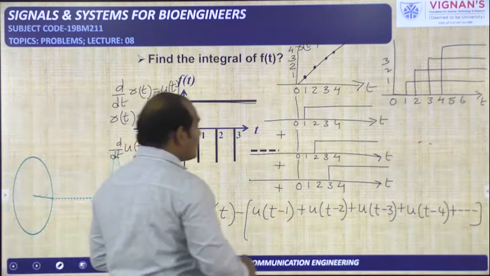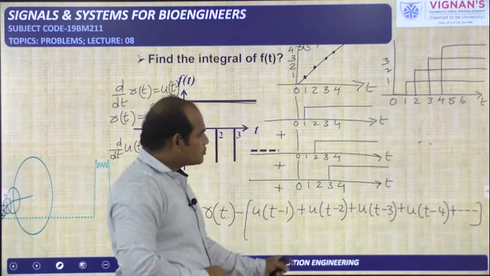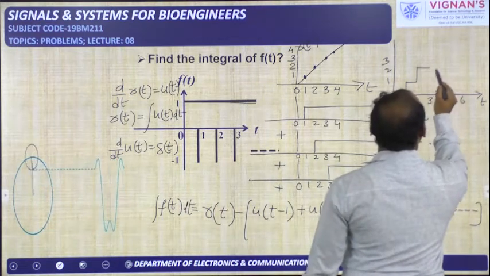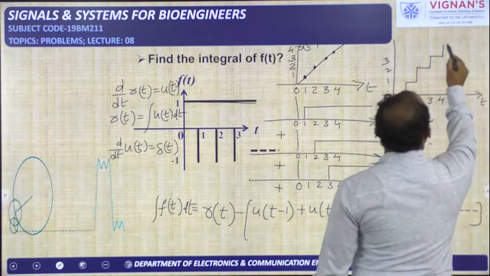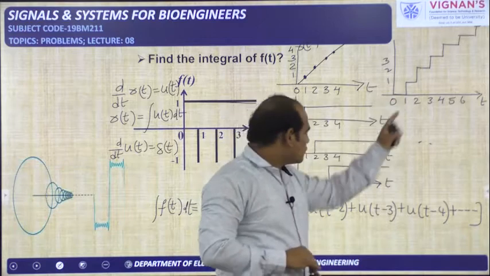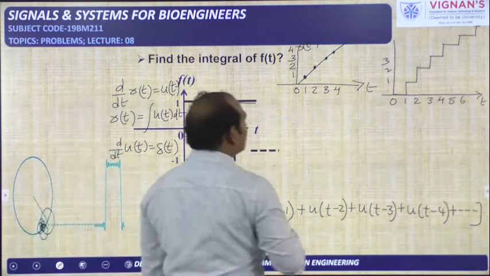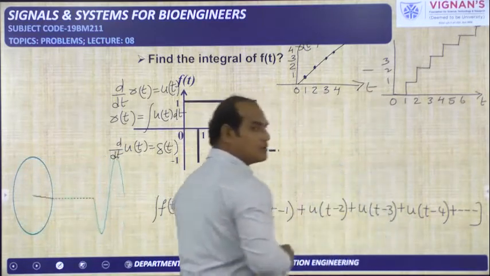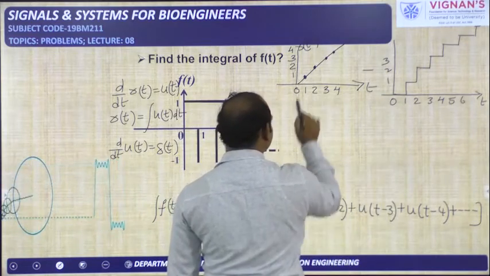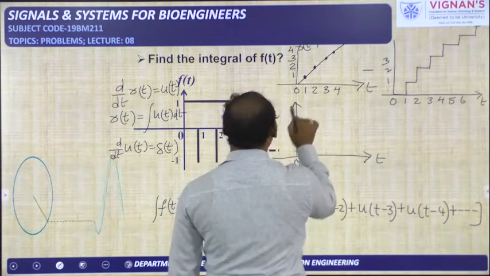Resultant signal means this is a signal representing only this part: u of t minus 1 plus u of t minus 2 plus u of t minus 3 and so on. Like this it will be going on. Okay, this is only for this part. Then now we have to subtract these two. You see carefully, from 0 to 1 its amplitude is 0, but from 0 to 1 it is increasing up to 1. I am drawing the resultant signal now. Okay, this is the final one.